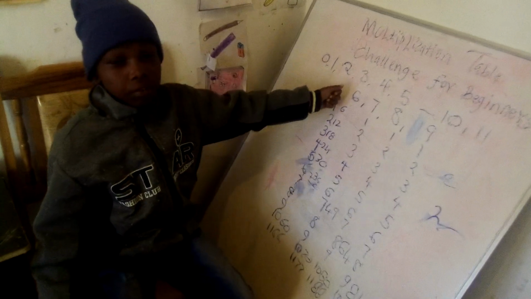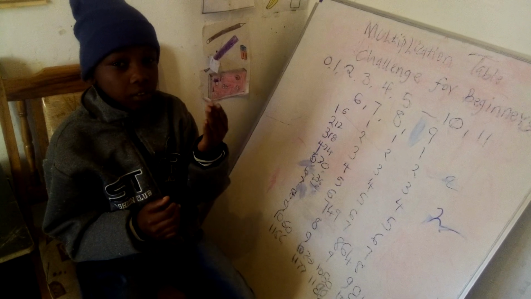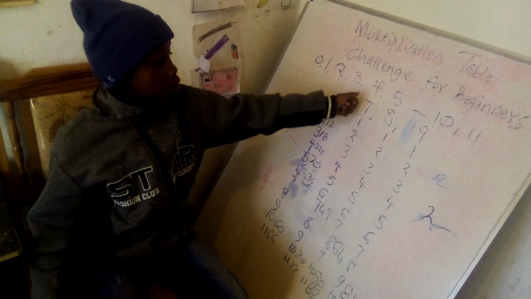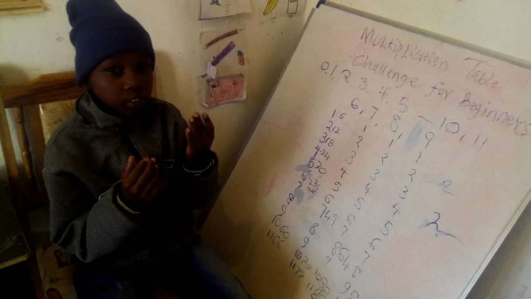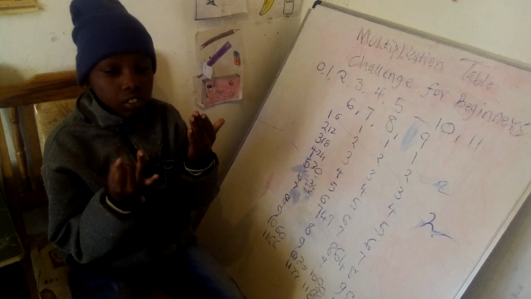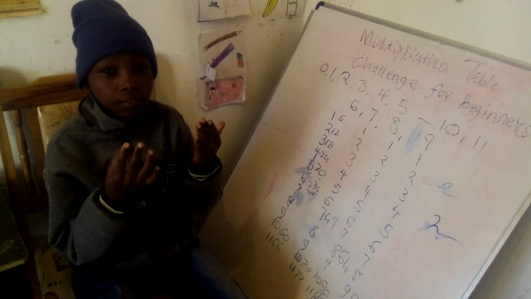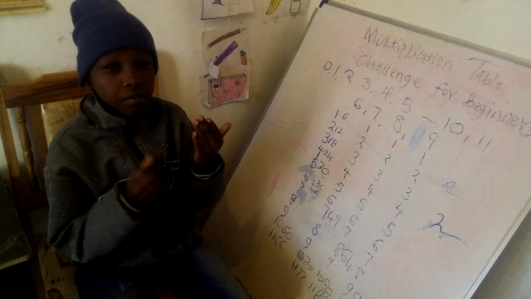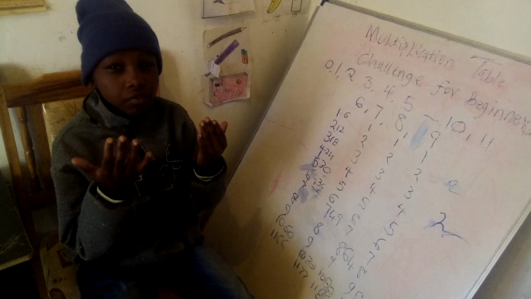We're going to go to the table of 3. 3, 6, 9, 12, 15, 18, 21, 24, 27, 30. Table of 4: 4, 8, 12, 16, 20, 24, 28, 32, 36, 40. Table of 5: 5, 10, 15, 20, 25, 30, 35, 40, 45, 50.